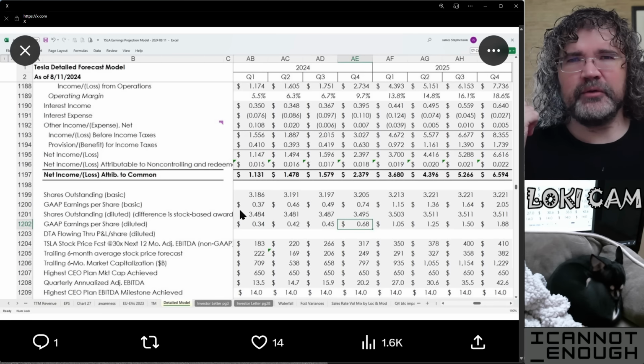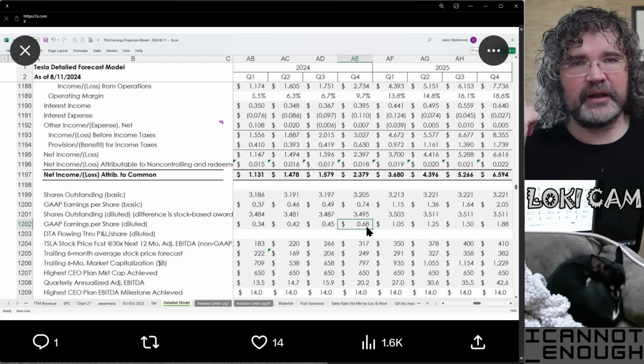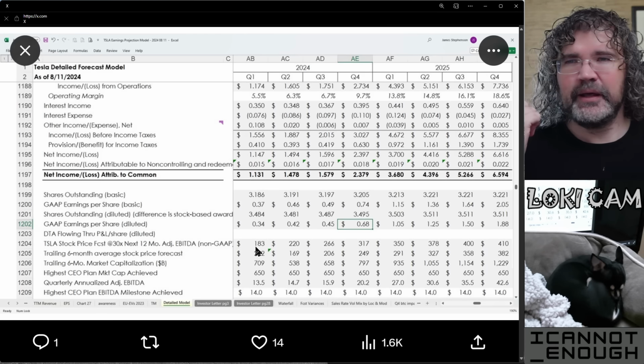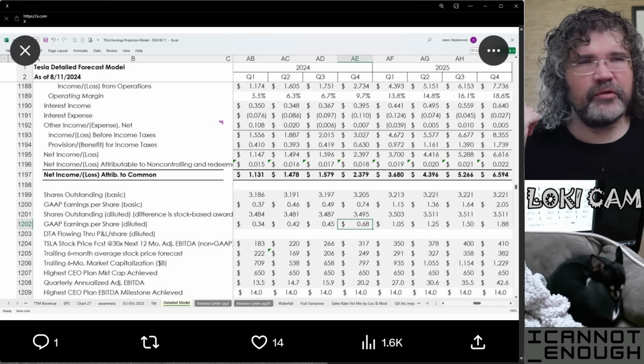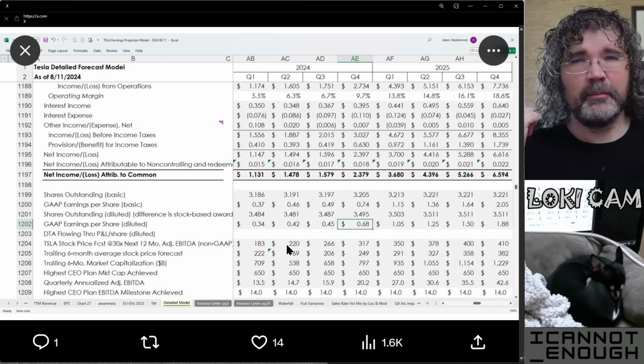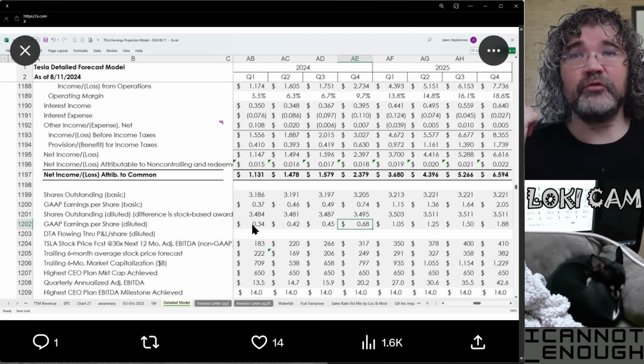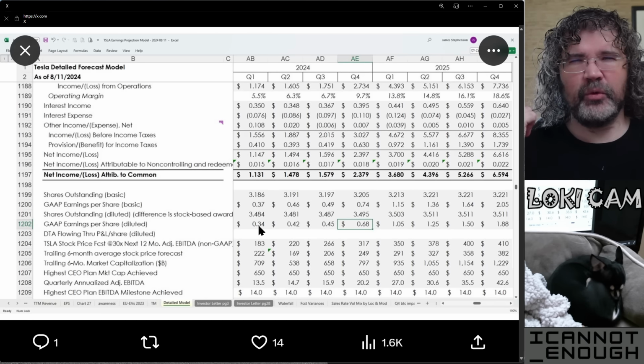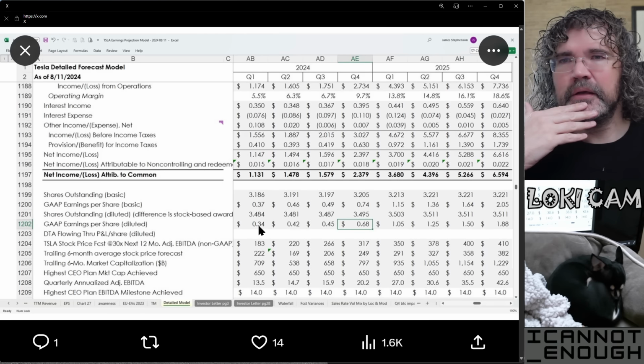So here's the share count, here's the EPS numbers if you do them on a GAAP basis instead of on a non-GAAP basis. Most people don't do it that way, so this is kind of just here for information purposes. But good to see that we're forecasting twice as much GAAP EPS in Q4 as we actually saw in Q1, which was not that good a quarter.